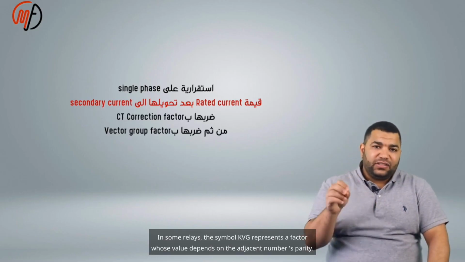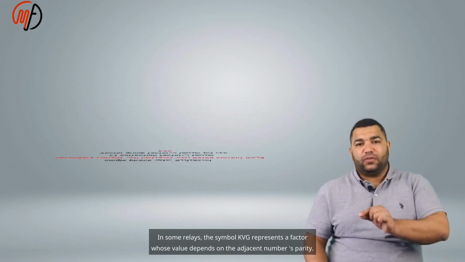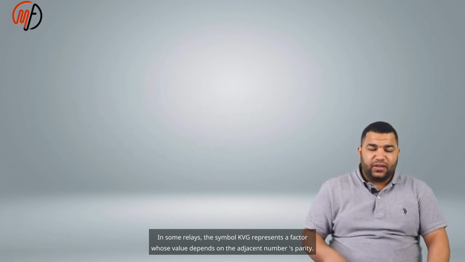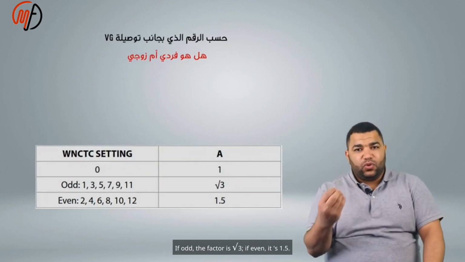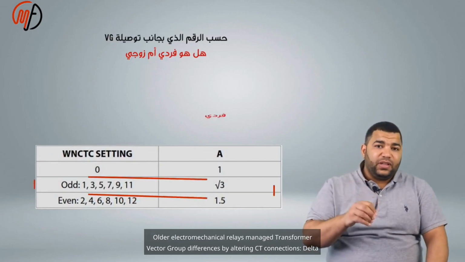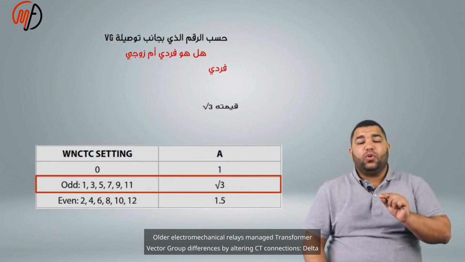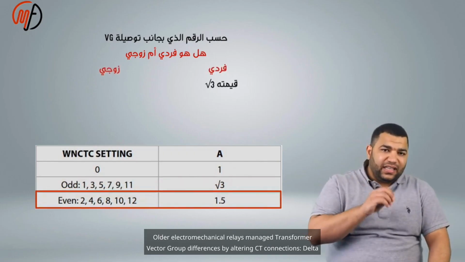In some relays, the symbol KVG represents a factor whose value depends on the adjacent number's parity. If odd, the factor is 3. If even, it's 1.5. Older electromechanical relays manage transformer vector group differences by altering CT connections.